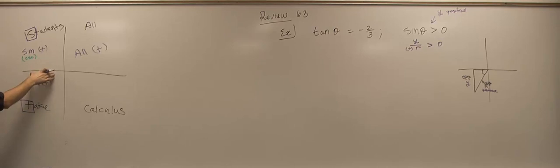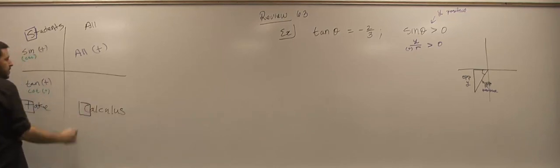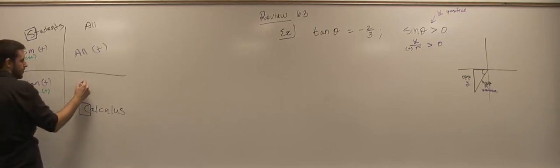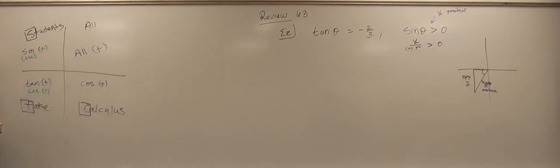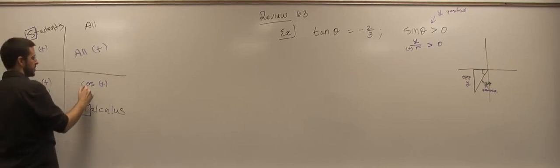The idea is both x and y are negative, so if you do a negative over a negative, then tangent will end up being positive. And by association, its reciprocal. Finally, cosine is positive in the fourth quadrant. And by association, its reciprocal.